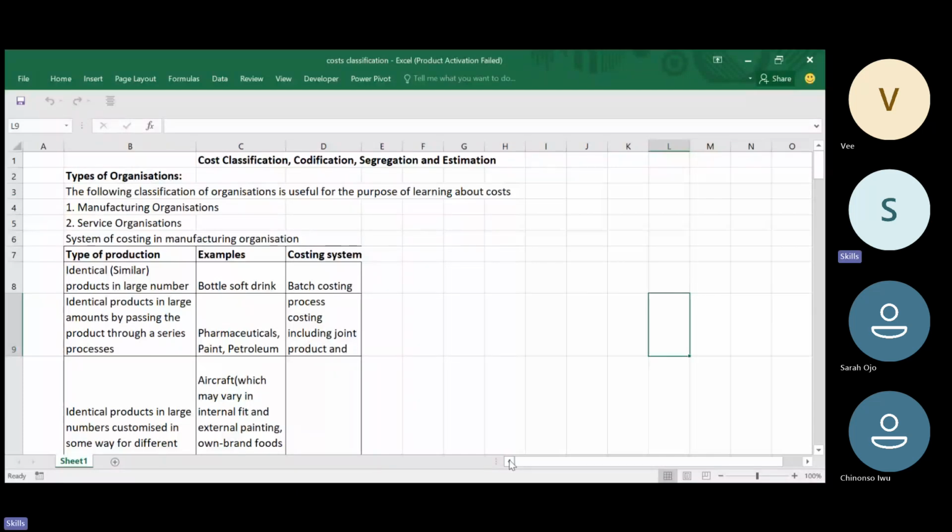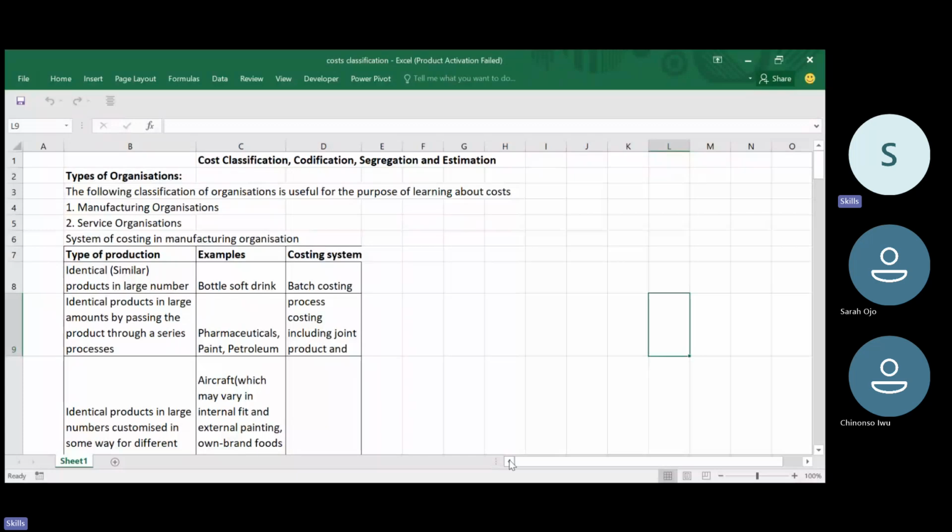The same thing with paint. Companies that produce paints, the paint will pass through series of processes. The same thing with petroleum. So the type of costing that will be used in such environment is process costing.